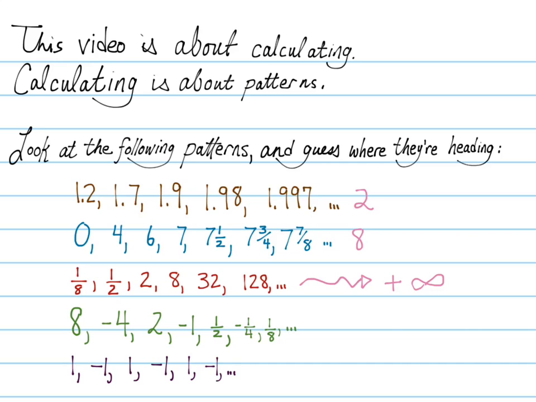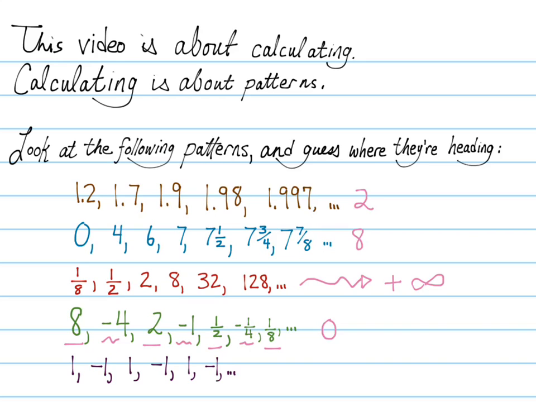Now the next ones have both positives and negatives. But if you look at the positive ones, 8, 2, 1/2, 1/8, and so on, those are going to go towards 0 because each one's getting smaller and smaller. And if you look at the negative ones, -4, -1, -1/4, these are also all going to 0, but from below. And since both of these are going to 0, we think that these are all going to 0.